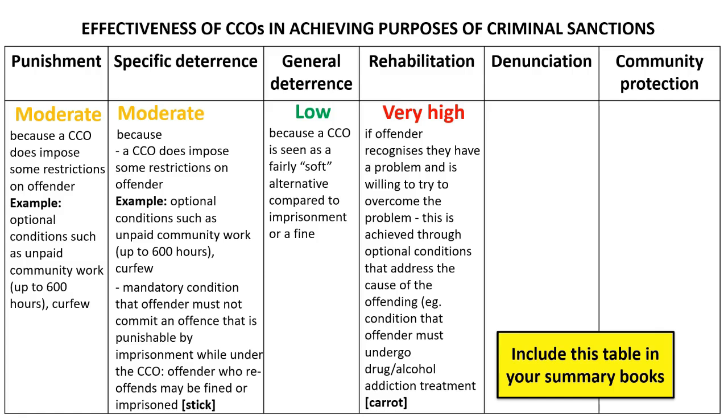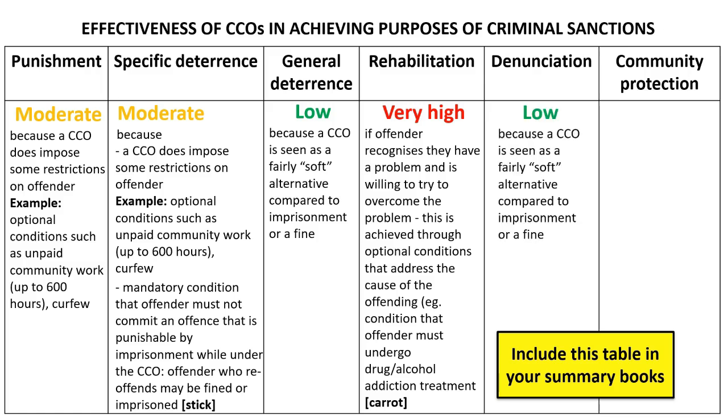However, a community correction order will only be effective in rehabilitating an offender if the offender recognises that they have a problem and is willing to overcome the problem. If the offender does not recognise that they have a need to rehabilitate, then rehabilitation will not be successful. Conversely, a community correction order is not very effective at achieving the purpose of denunciation. This is because a community correction order is seen as a fairly soft alternative compared to imprisonment or a fine. A community correction order is therefore not a very effective way of a court showing its disapproval of an offender's behaviour.